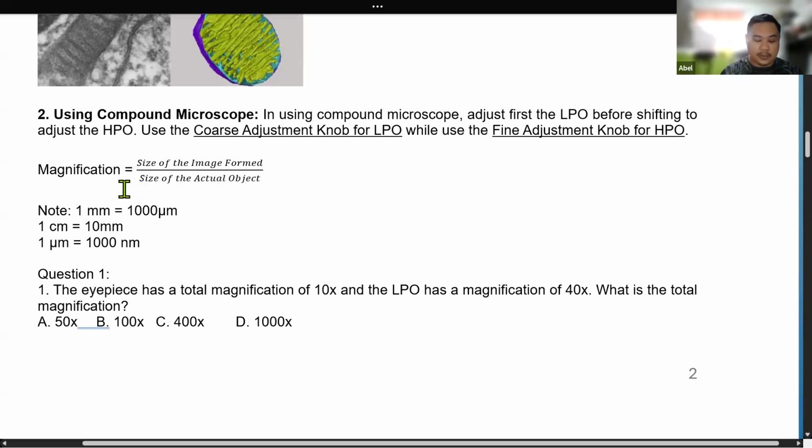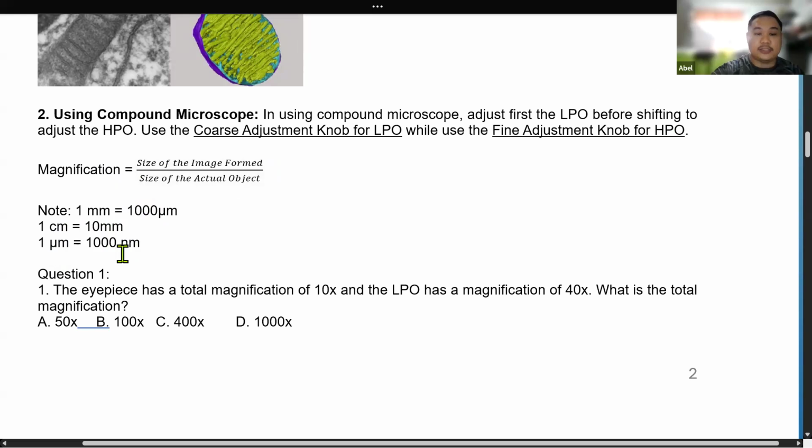Take note that the formula for magnification is the size of the image over the size of the actual object. There are some conversion factors that we need to know. For every 1 millimeter, that is 1,000 micrometers. 1 centimeter is equal to 10 millimeters. Take note of that. And 1 micrometer is equal to 1,000 nanometers.